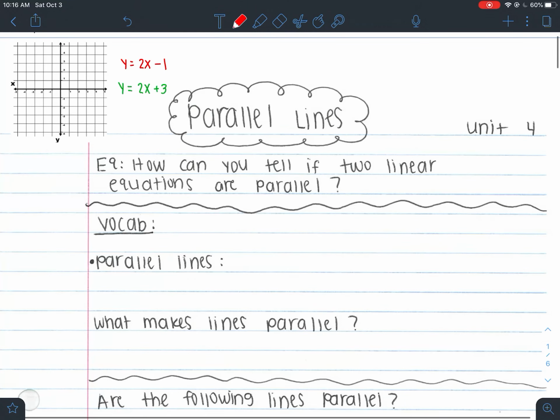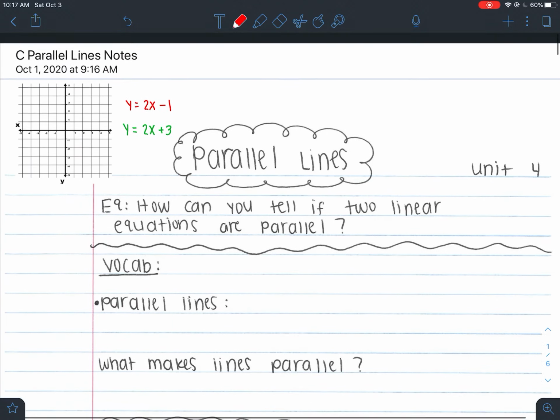We are in Unit 4. Our essential question is, how can you tell if two linear equations are parallel? Prior to this, we learned in Unit 3 the three different forms of a line. We first learned point-slope form, then slope-intercept form, and finally standard form. You will need to know those three forms to move on through Unit 4, so it is important that you have a strong foundation in that before you encounter Unit 4's material.